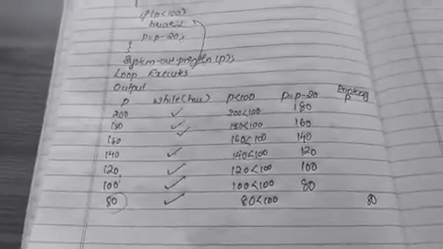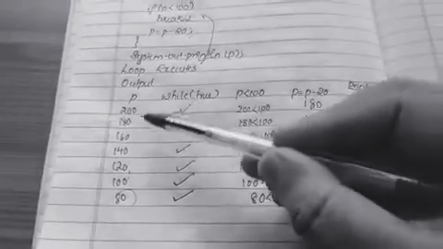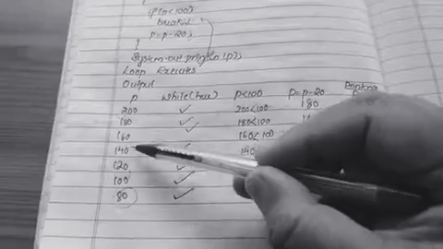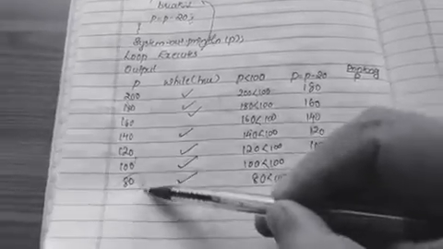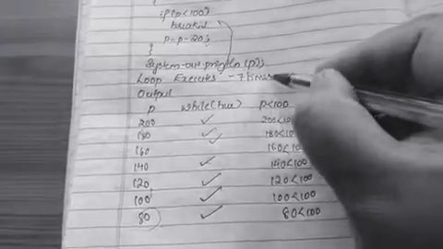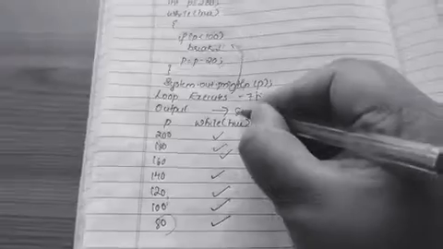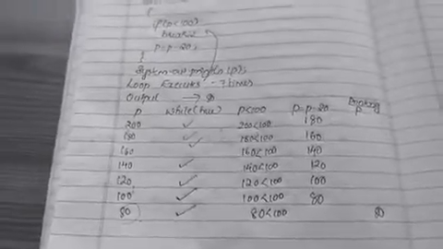Clear? So here you can see how many times the loop executes: 1, 2, 3, 4, 5, 6, 7. The loop executes 7 times. So what is the output? 80. So this is about the program.